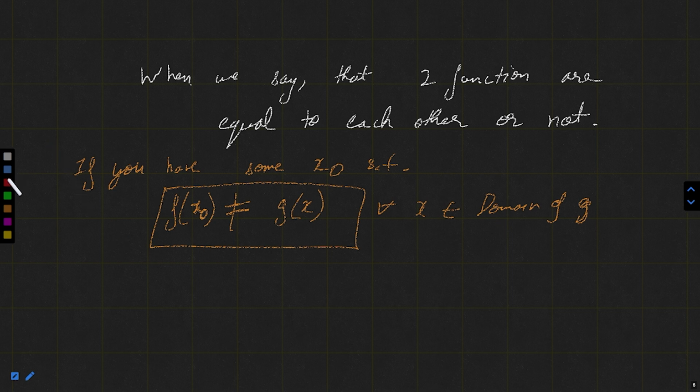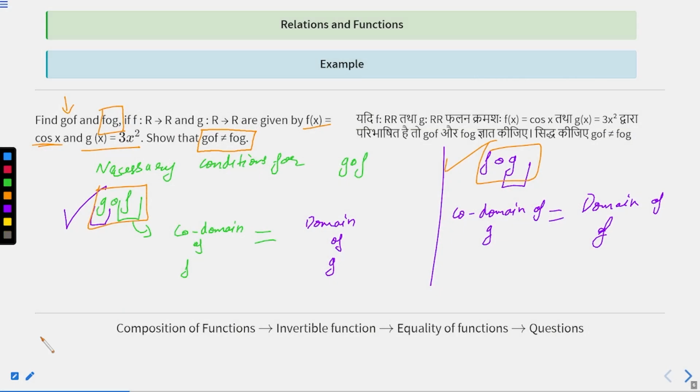I know that it is not the correct definition, but for the time being, let's suppose that if you find such an x naught which is not equal to g(x naught), we say that the two functions are not equal to each other. I hope that it is clear to you. As we saw, we found out that both of the elements are not equal to each other. Okay, let's move to next.